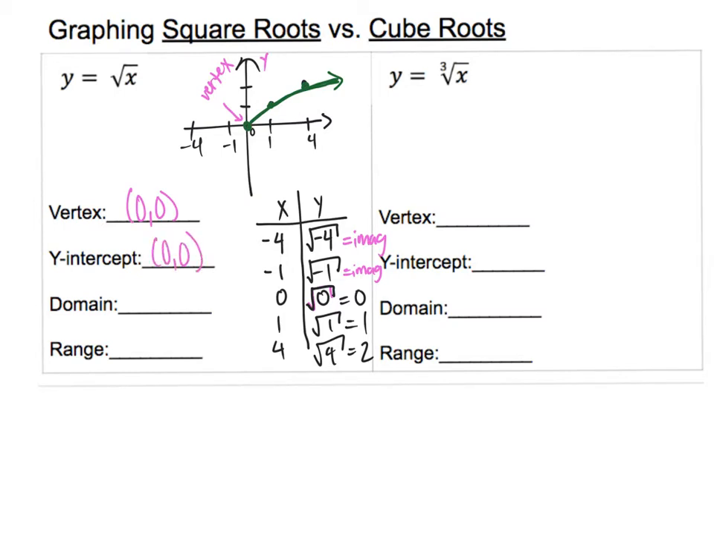And the domain talks about x values. We learned a long time ago that domain is x's, and the x value that it starts at is right here. So x equals 0 is where it starts, and then it keeps on going.